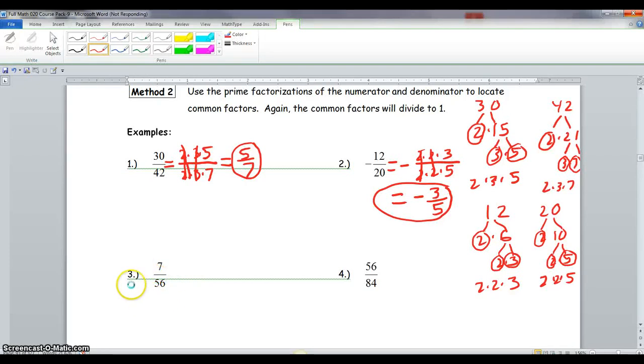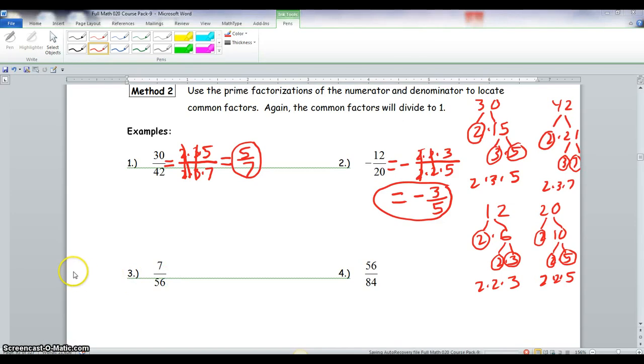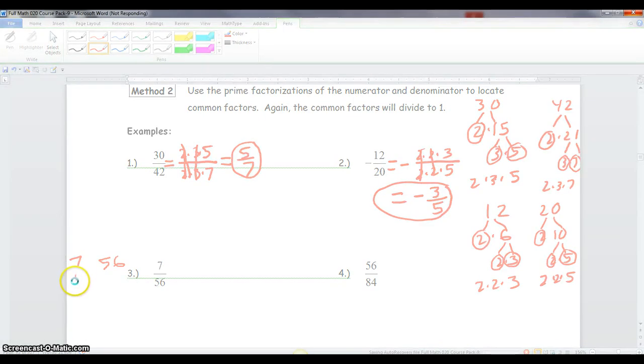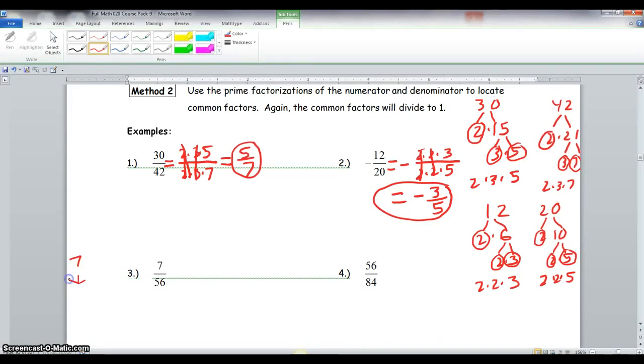Picking up where we left off. Okay, we're on number 3 now. We have 7 over 56. So now we go off to the side and we take the prime factorization of 7, which happens to just be 7 because 7 is a prime number. So the prime factorization of 7 is 7.